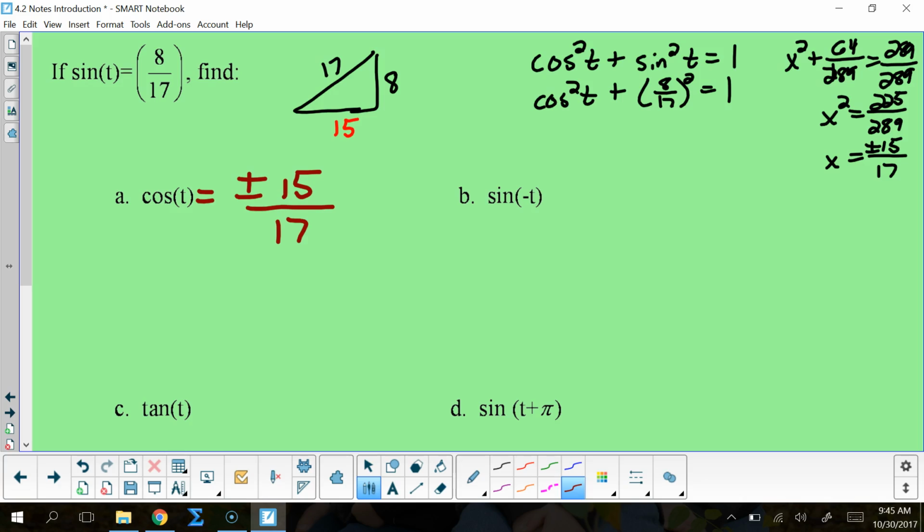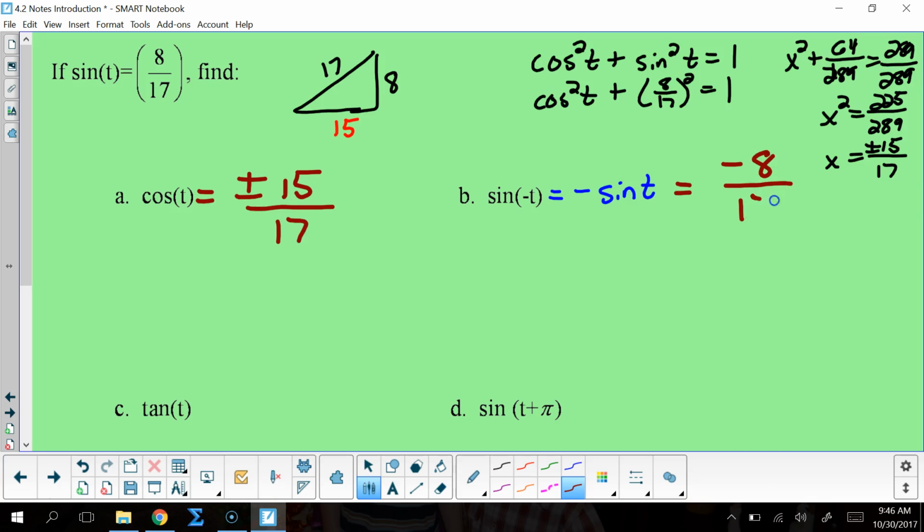Okay? Now, number 2 on the unit circle says that the sine of negative t is equal to the negative sine of t. Number 2 formula. You found it on one of the blue packets. Okay? So that means that this one is going to be negative 8 over 17.